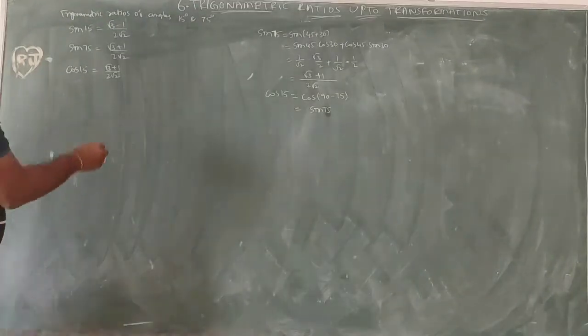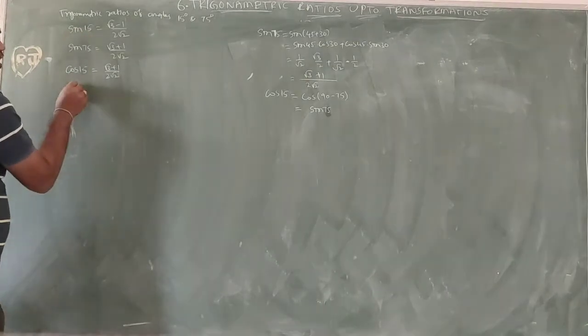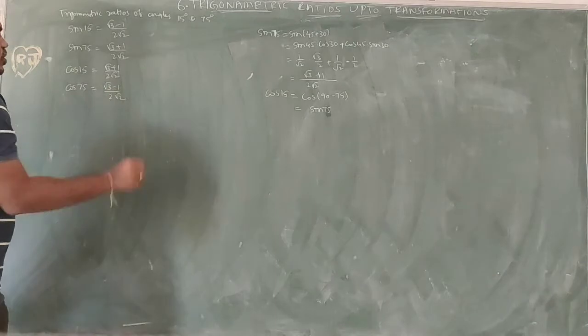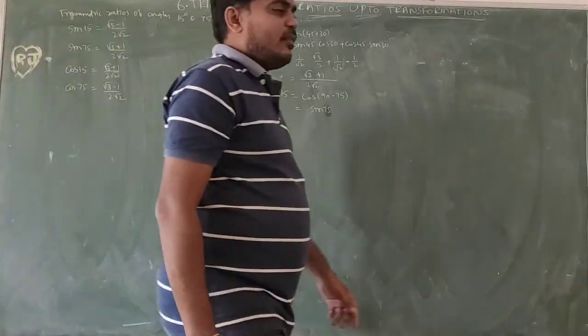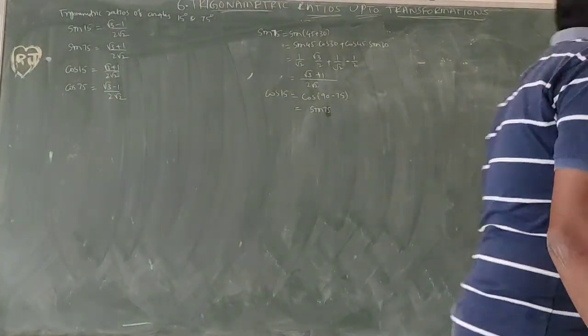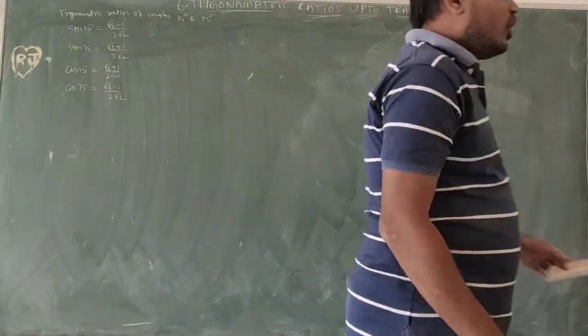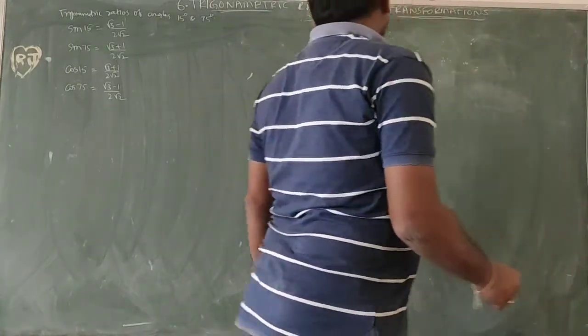Similarly, sin 15 and cos 75 values are equal, root 3 minus 1 by 2 root 2. So this is the value. Next, tan 15 to tan 75, cot 15 to cot 75. Okay, so I want to find tan 15.